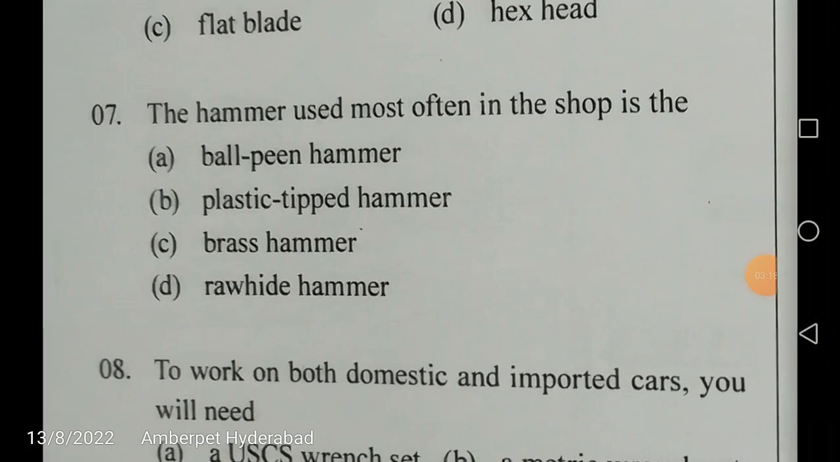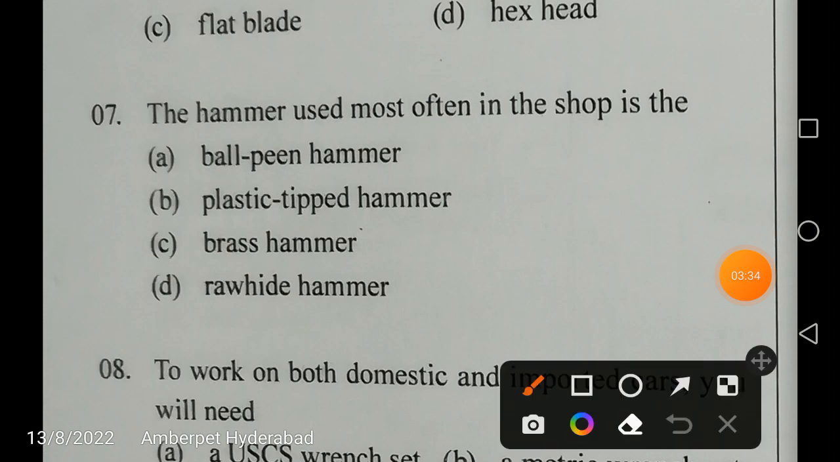Next, the hammer used most often in the shop is the ball peen hammer. Various types of hammers are there, like plastic tipped hammer, brass hammer, rawhide hammer. All these things are there, but normally we are going to use the ball peen hammer. That is the correct answer.